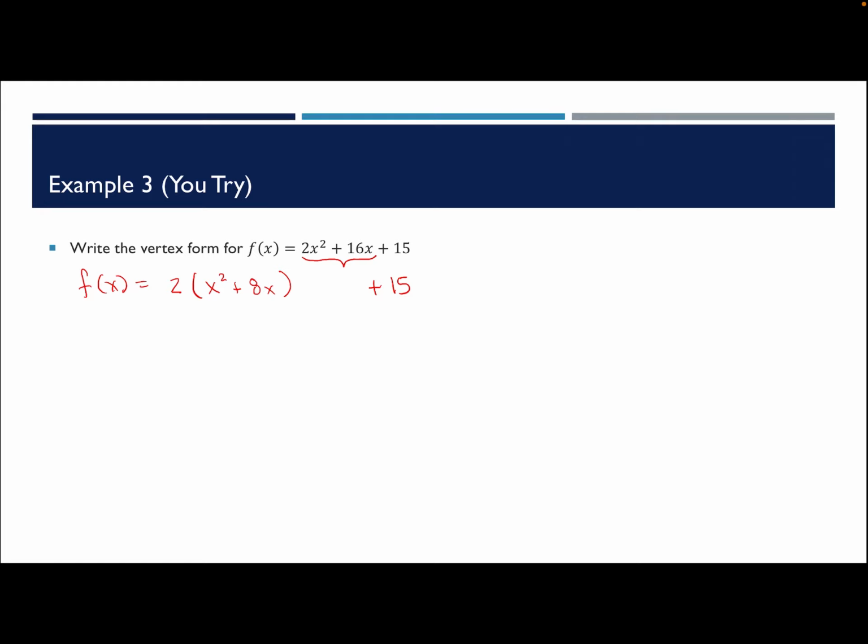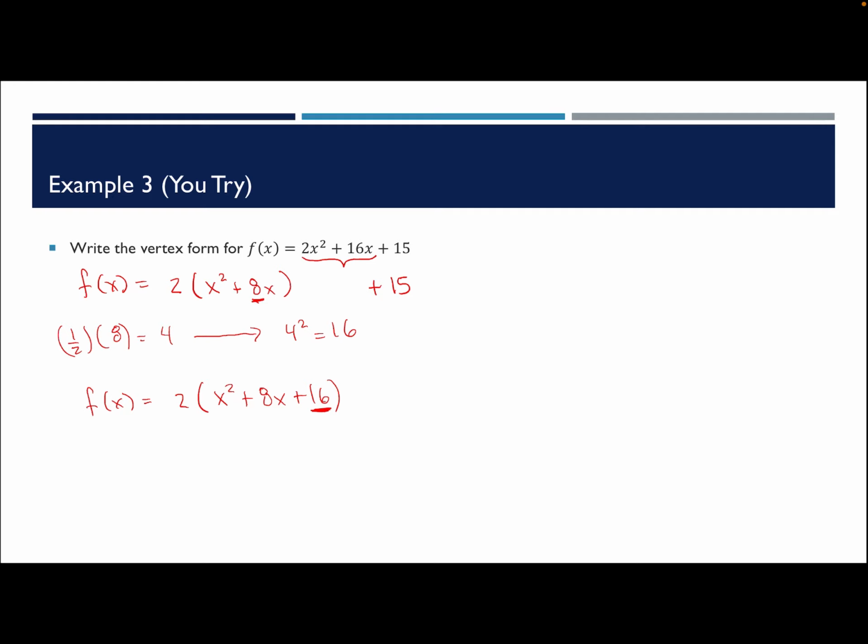So now we need to take half of this term. So we're going to get half of 8 equals 4. And then when we square that, we get 4 squared equals 16. So what we're going to do is rewrite this so that we get f of x equals 2 times x squared plus 8x plus 16. But now we need to subtract this value.